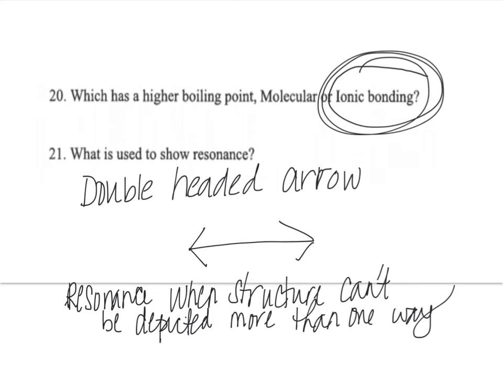And remember, resonance is when we draw a Lewis structure, and usually if it has a double or a triple bond, sometimes we don't always know exactly where that bond is. Is it between the first and second carbon, or the second and the third, or the third and the fourth? And so when that happens, we show all the possibilities of where that bond could end up, and we draw that double-headed arrow, and we consider that to be a resonance structure.